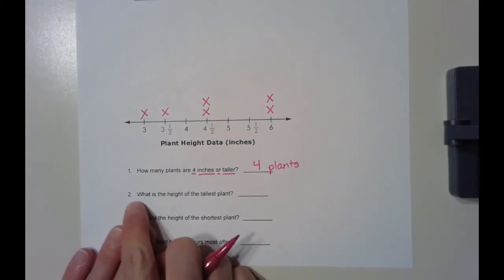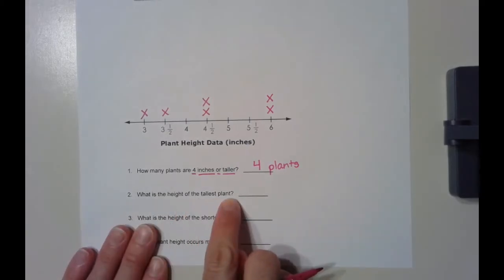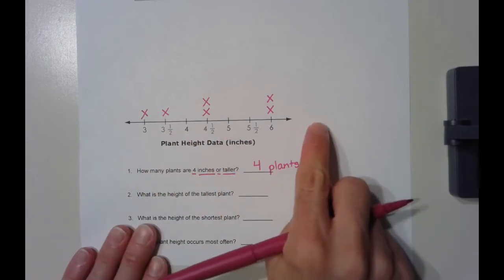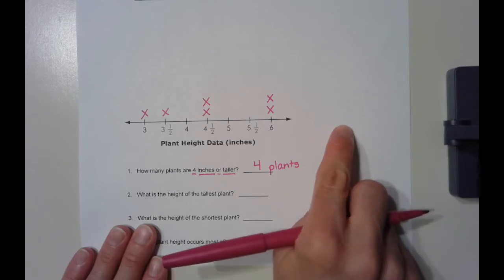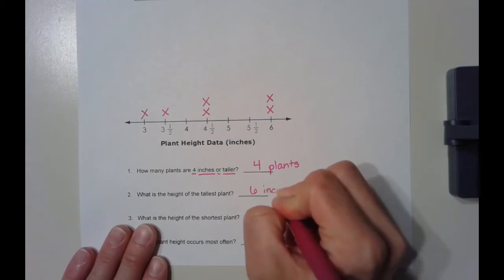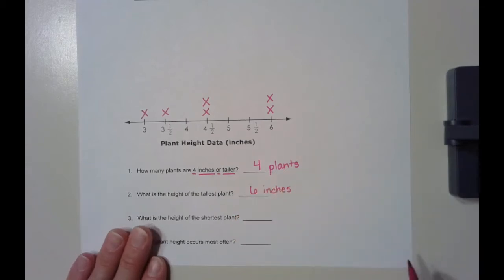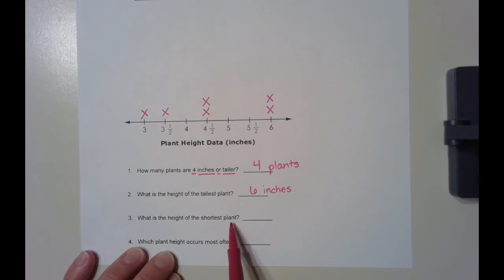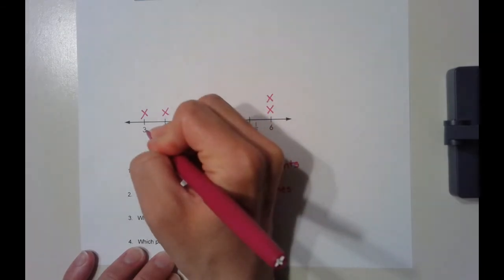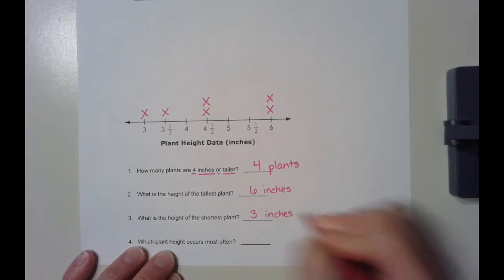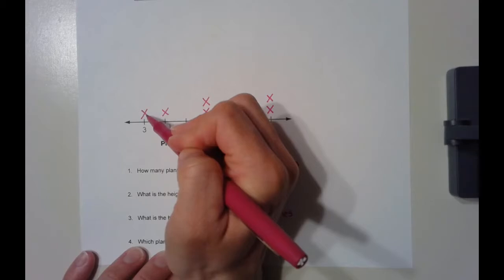Okay. Number 2, what is the height of the tallest plant? Okay. There are no plants that are any taller than 6 inches, or else there would have been higher numbers on here. So the height of the tallest plant would have to be 6 inches. Notice that I'm labeling my answers so that you know what I'm referring to. Number 3, what is the height of the shortest plant? Okay. The shortest plant is only 3 inches. Okay. There is one plant that is 3 inches tall.